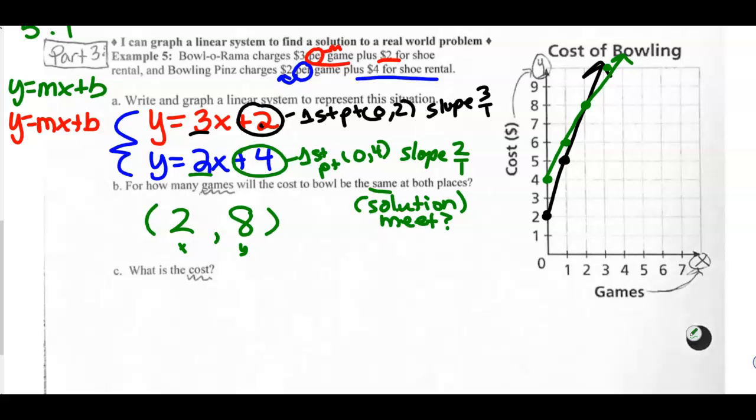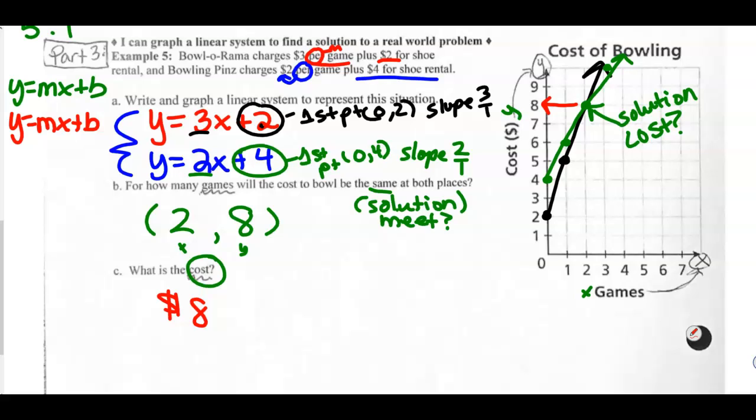And so what is the cost? This is where we can just look at the graph. At the solution point, we know x is our games, y is our cost. At this point right here, that's our solution. What is the cost? And you just read the graph. Money is over here on the y-axis. So what's my cost? $8. That was the question.